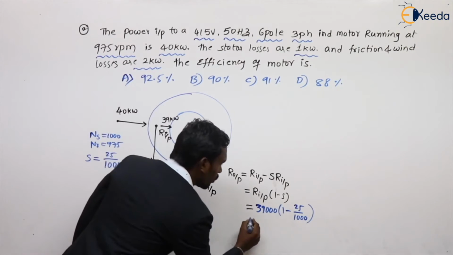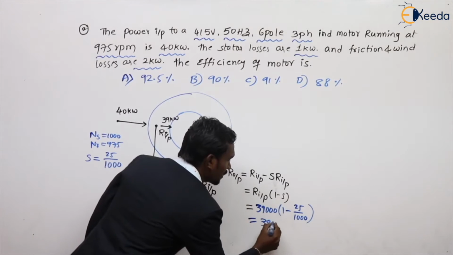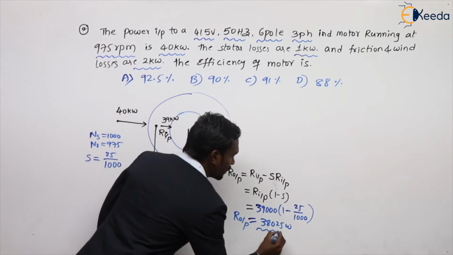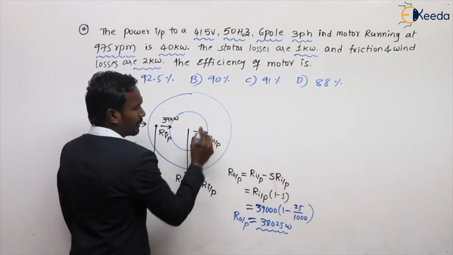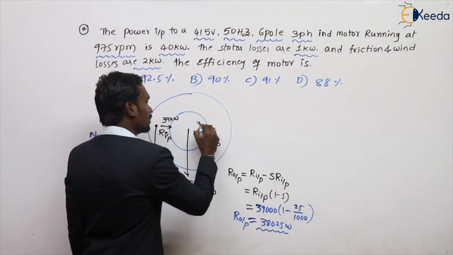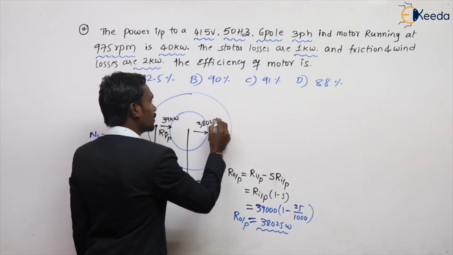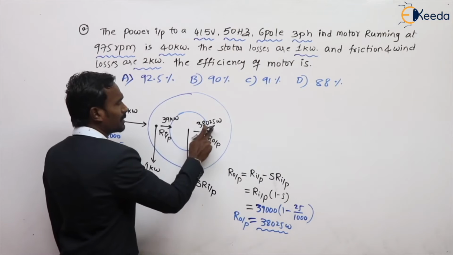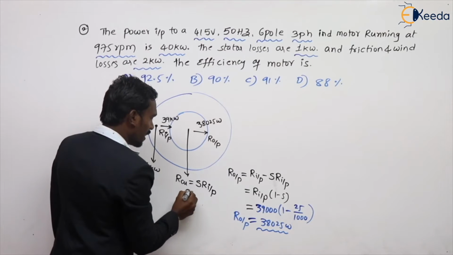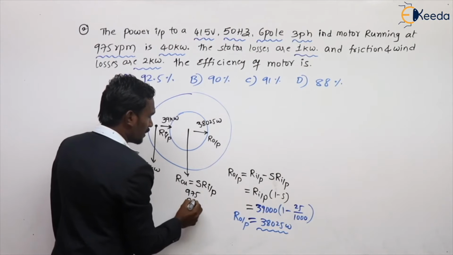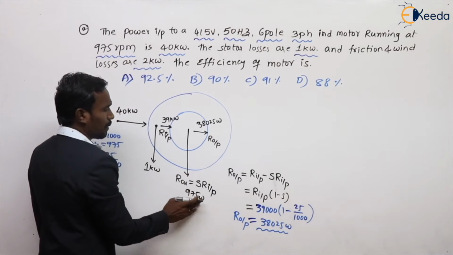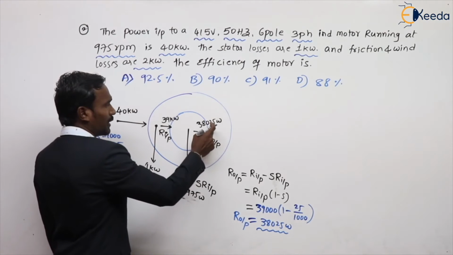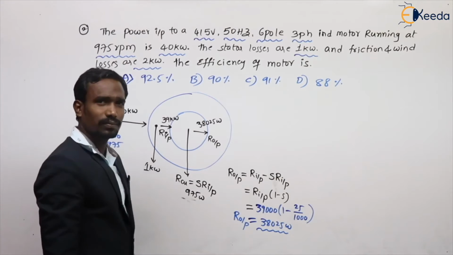If you calculate the rotor output, you get the answer 38,025 watts. This is the rotor output. Then what is the rotor copper losses? 39,000 minus 38,025, that is 975 watts, because it is S times the rotor input. Then 975 added to this goes to 39,000.